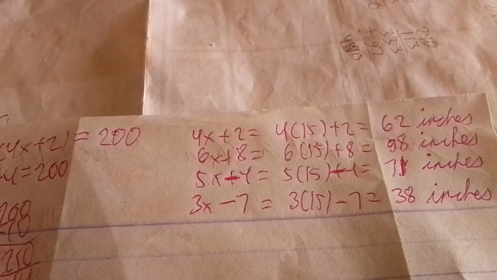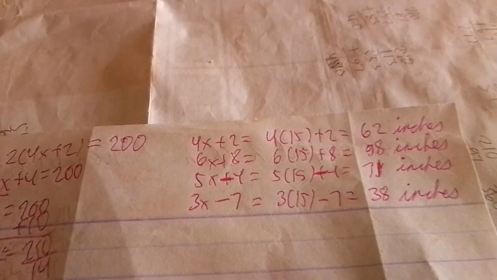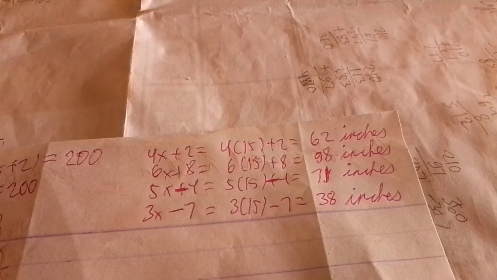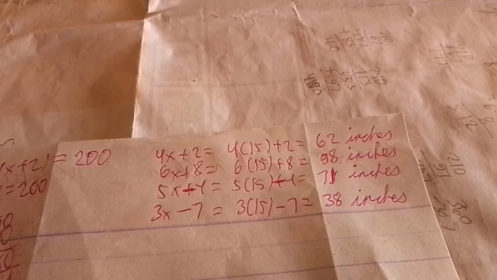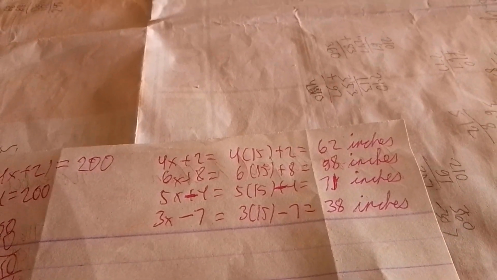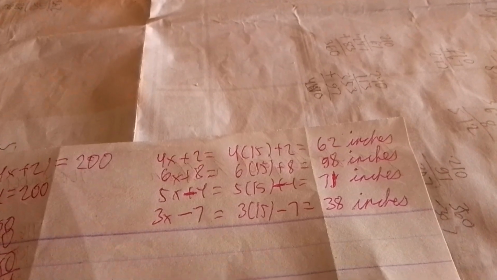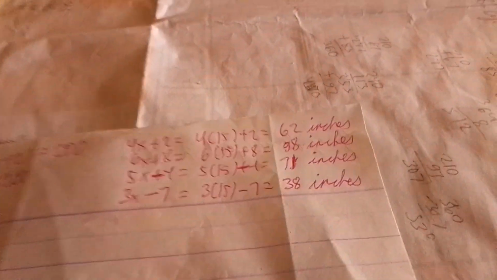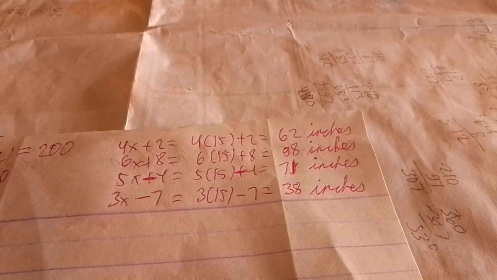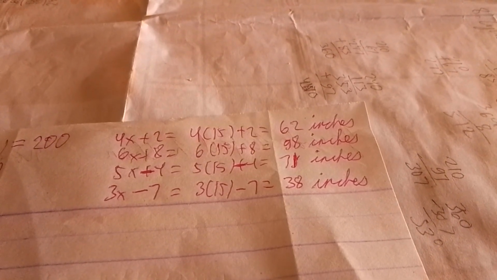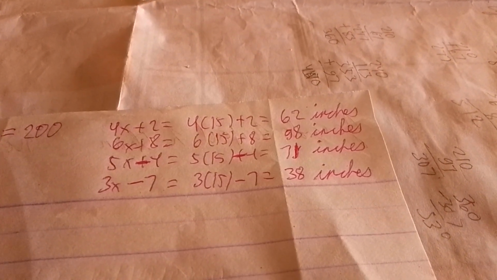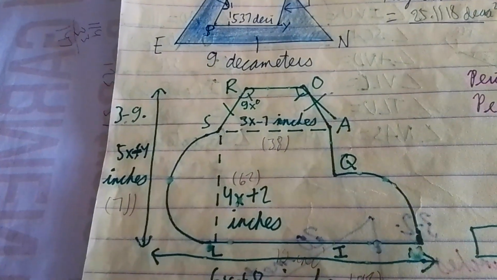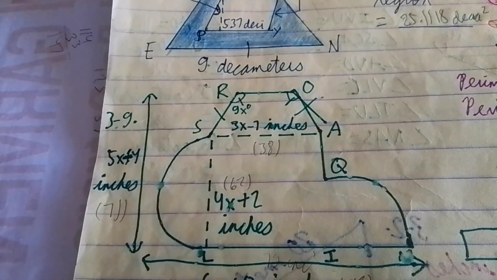Now, as you can see though, we've already solved for the value of x. And with that, we've already plugged in the value of x as 15, and we got this. 4 times 15 is 60, plus 2 is 62 inches. 6 times 15 is 90, plus 8 is 98. 5 times 15 is 75, minus 4, 71. Then 45 minus 7, 38. Okay, so those are the measures that we see here. Now, can we solve for the rest of the following?